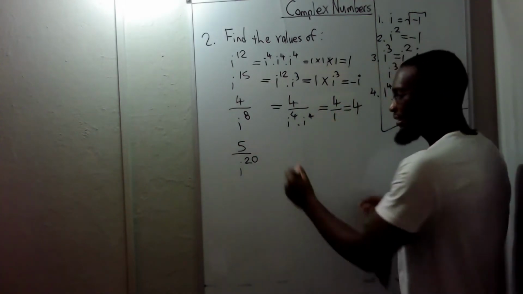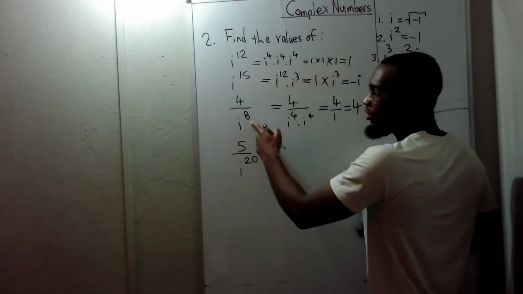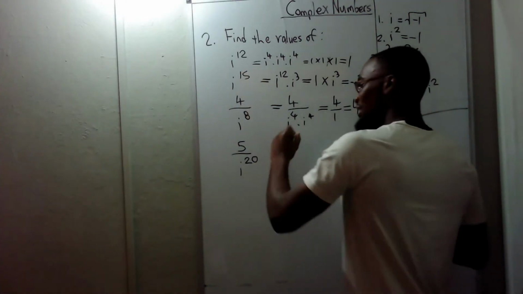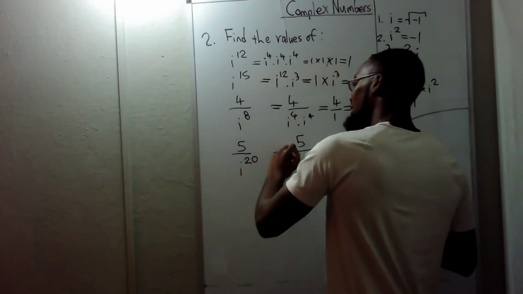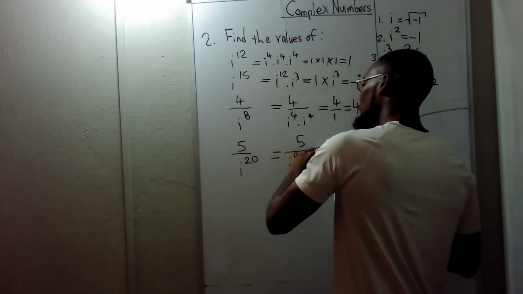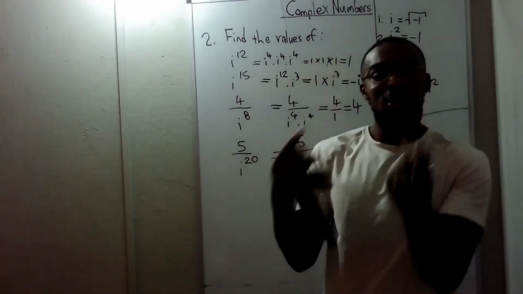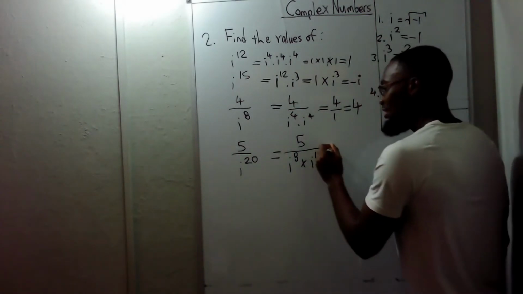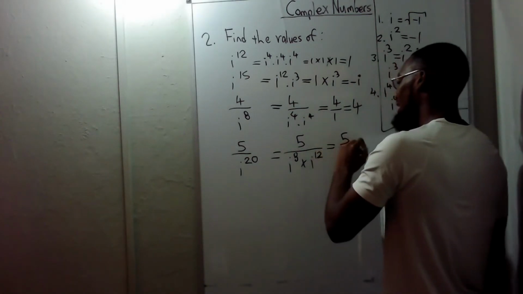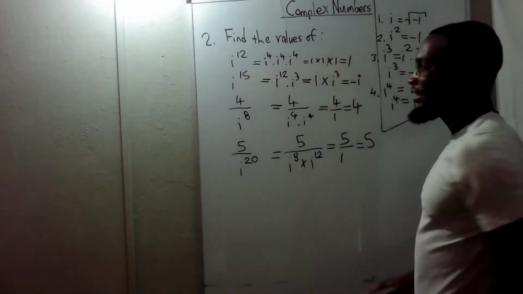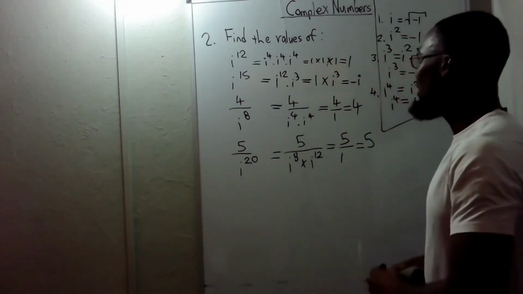5 over i to the 20. Now we already know i to the 8 and i to the 12. So this is 5 over i to the 8 times i to the 12. But i to the 8 and i to the 12 are both 1. This is just 5 over 1, which is 5. That was an easy question, just to find those values.